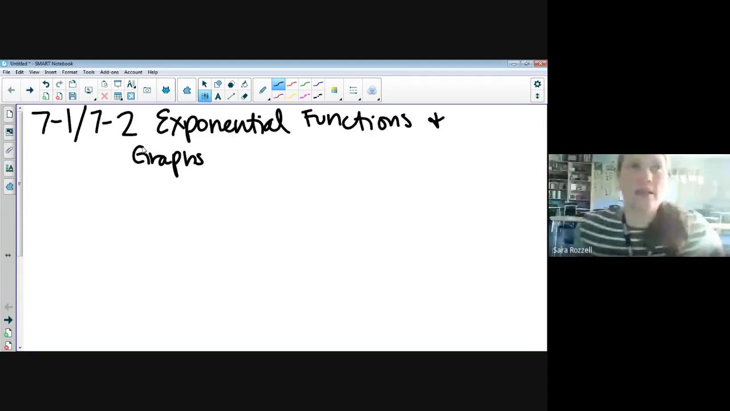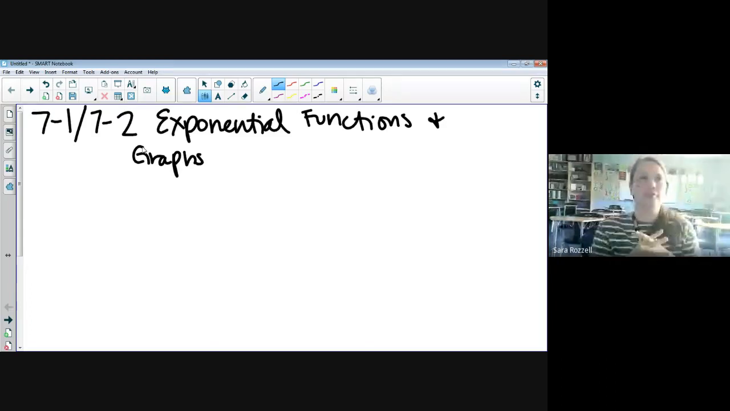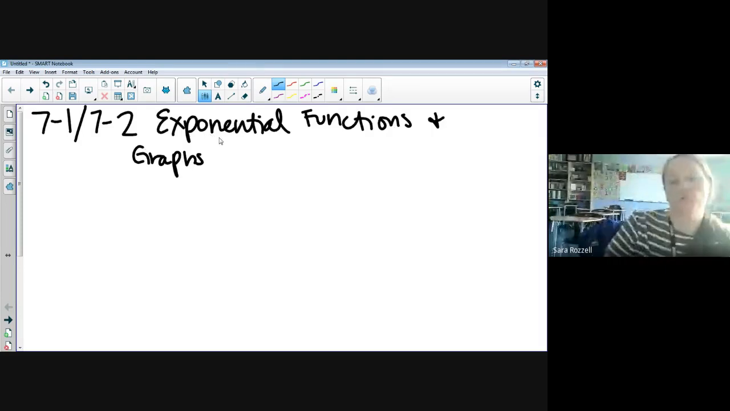So 7.1 and 7.2, it's exponential functions and graphs. So we have a new type of function. We've done so many functions this year. Quadratic functions, square root functions, what other ones? Absolute value functions, cubic functions, linear functions. Now we're going to do exponential. The root word in exponential is exponent. We're going to have the variable in the exponent. That's what makes it an exponential function. The variable is going to be in the exponent.